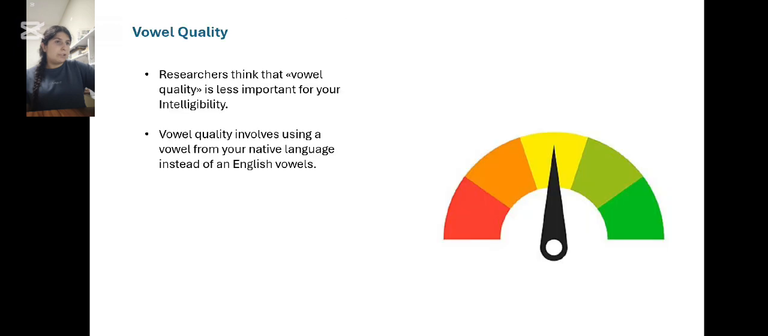Now let's move on to the second one, vowel quality. Researchers think that vowel quality is less important for your intelligibility. And vowel quality involves using a vowel from your native language instead of an English vowel. It is your opinion to agree with them or disagree.